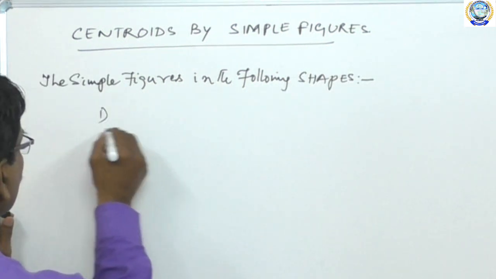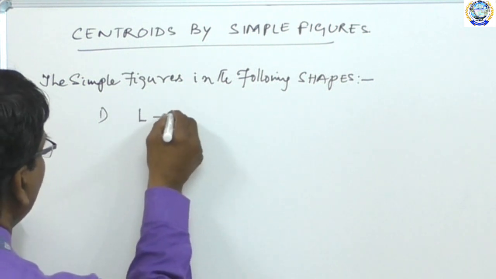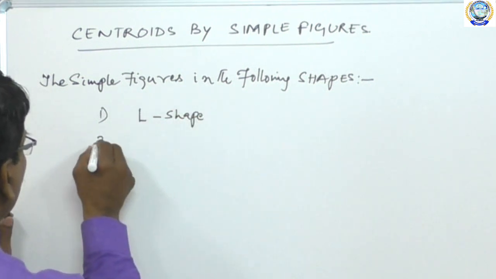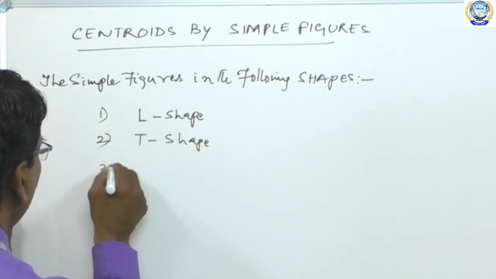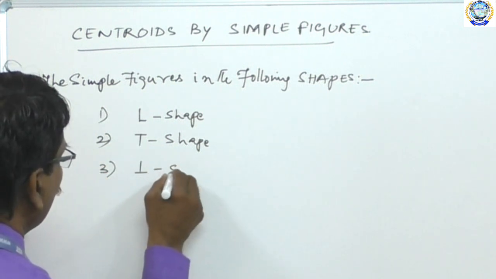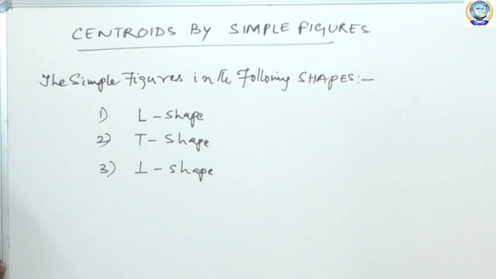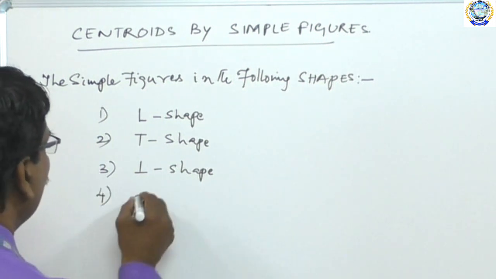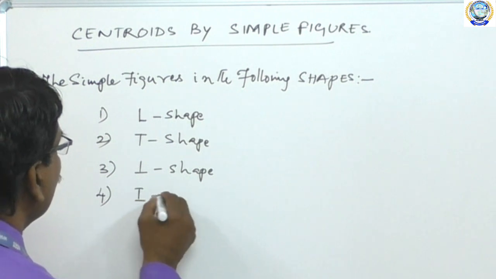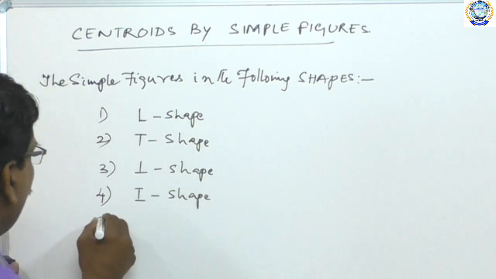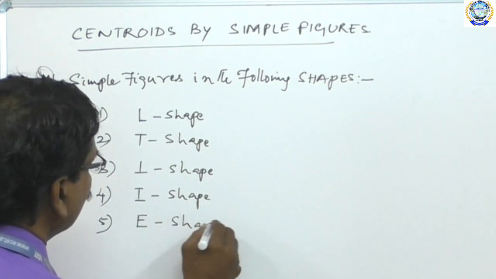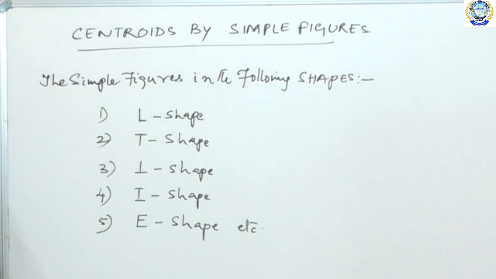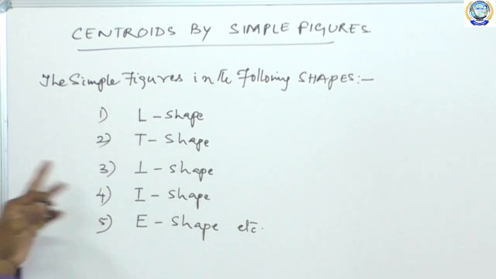Number one is L shape. Number two is T shape. Number three is inverted T shape. Number four is I shape. And number five is E shape, etc. We will do some problems on L shape and T shape today.